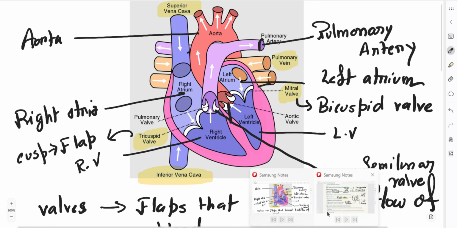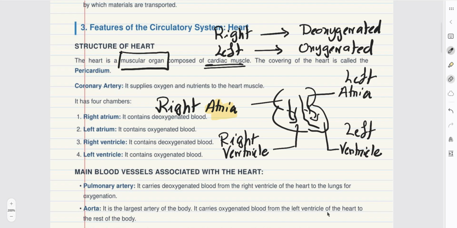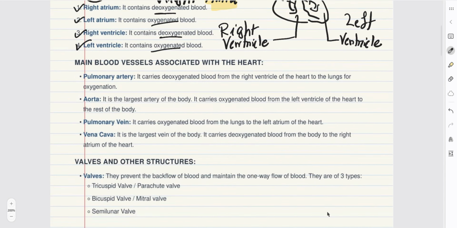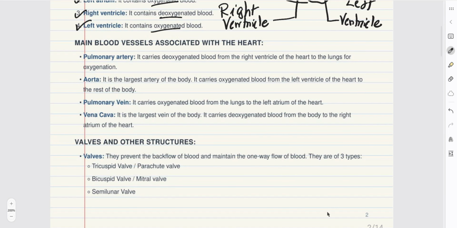Now let's look at our notes. Over here, we can see that the heart is a muscular organ, composed of cardiac muscles. Then we already stated that it has four chambers: the right atrium, right ventricle, left atrium, and the left ventricle. We already discussed what kind of blood each chamber contains. The right side contains deoxygenated, and the left side contains oxygenated blood. Then we talked about some vessels associated with the heart: the pulmonary artery, and the aorta, which is the largest artery of the body.